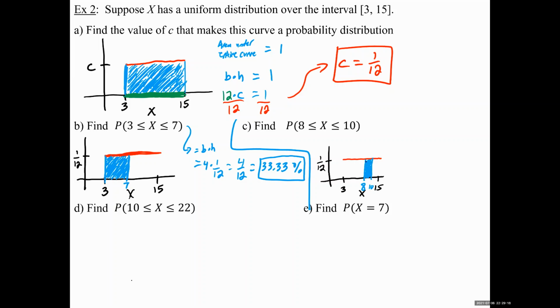Now, this is also a rectangle, so the answer to this is going to be base times height, but base times height in this picture now. What's the base in this picture?